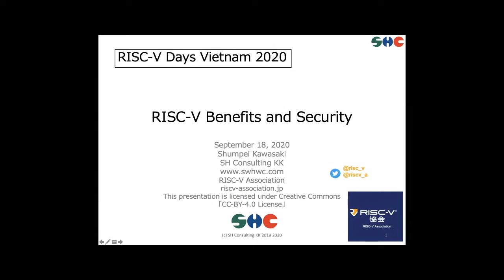RISC-V benefits and security for this specific conference. This is because it's very difficult to figure out why we have to study and then actually execute RISC-V in Vietnam, and then in Japan, and then other places.